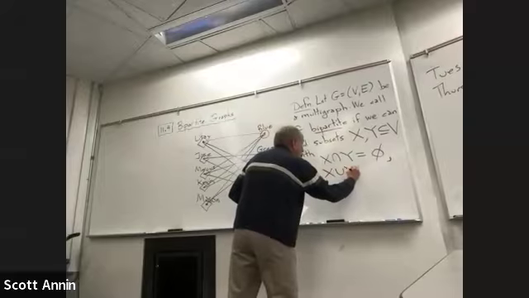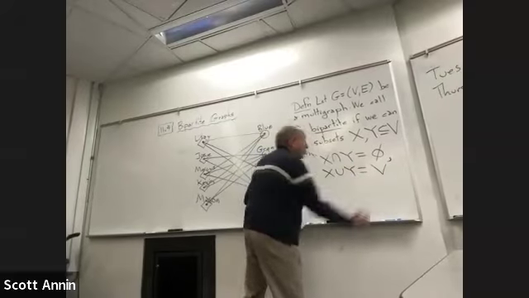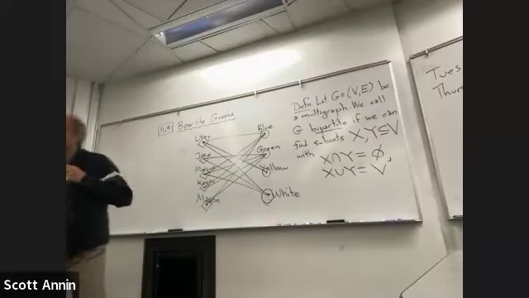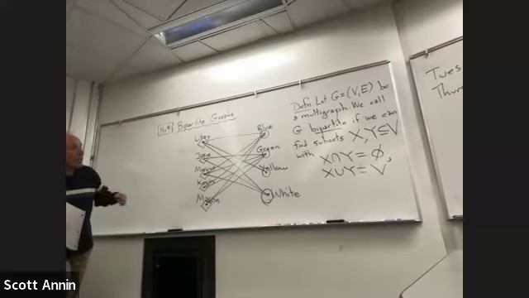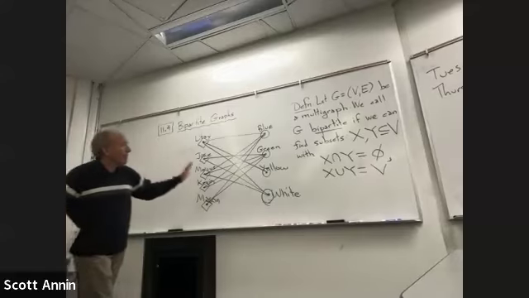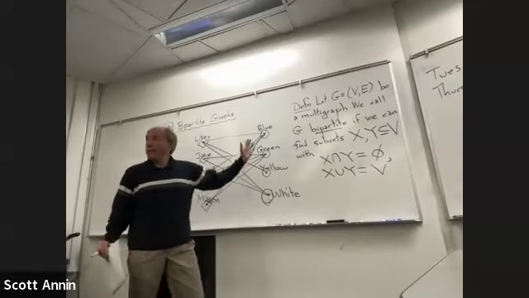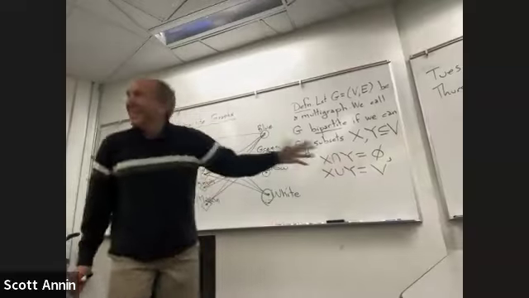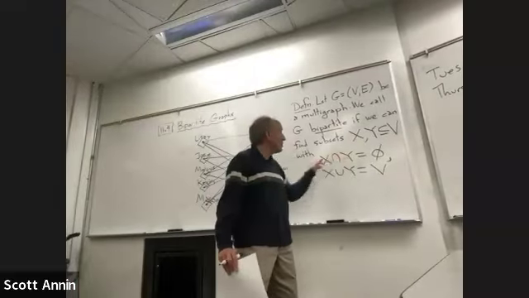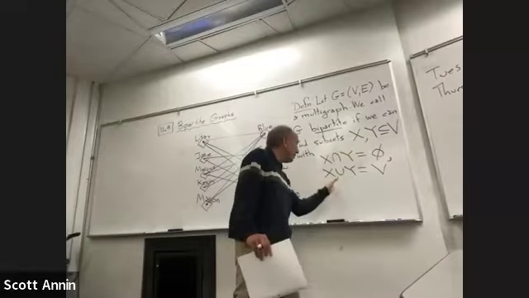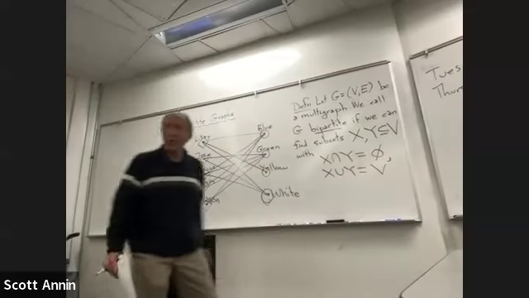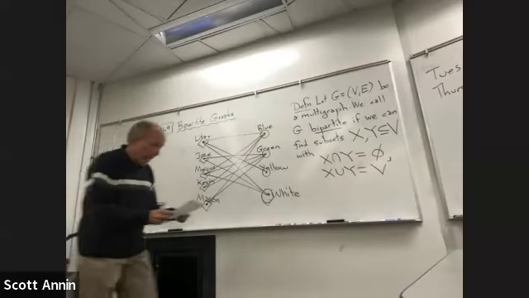But if I take the union of the two subsets, I should get all of the vertices in the graph. So this is what I mean about splitting up the vertices into two camps. The camps are the X and the Y, and there's no common vertices in those two camps, but together every vertex is in one of the camps exactly, okay?